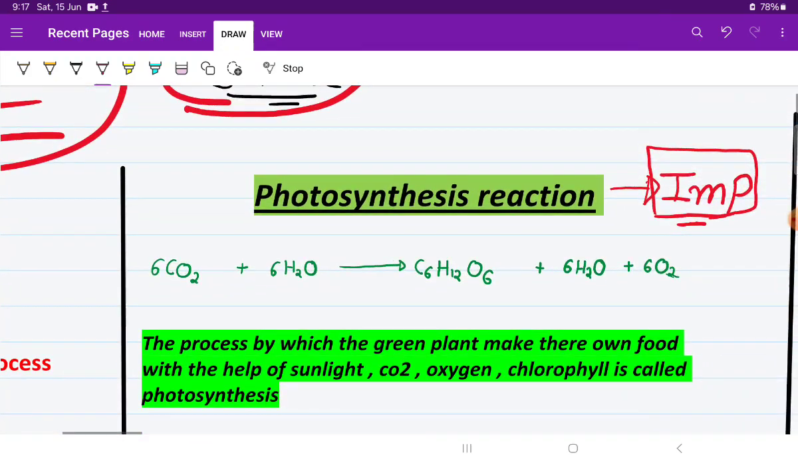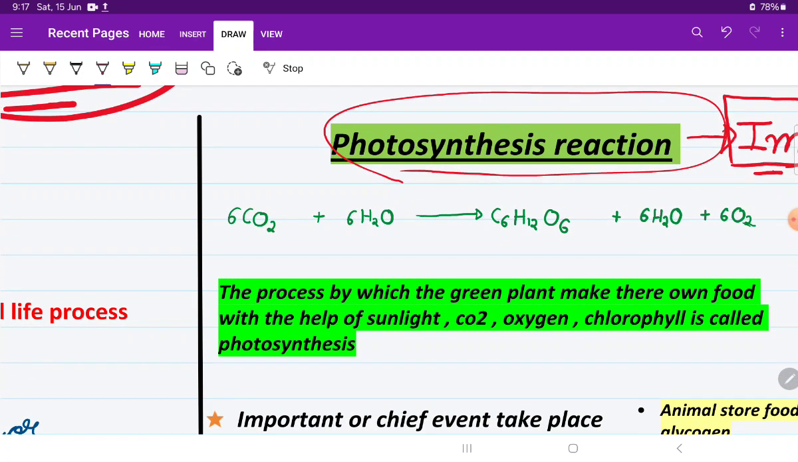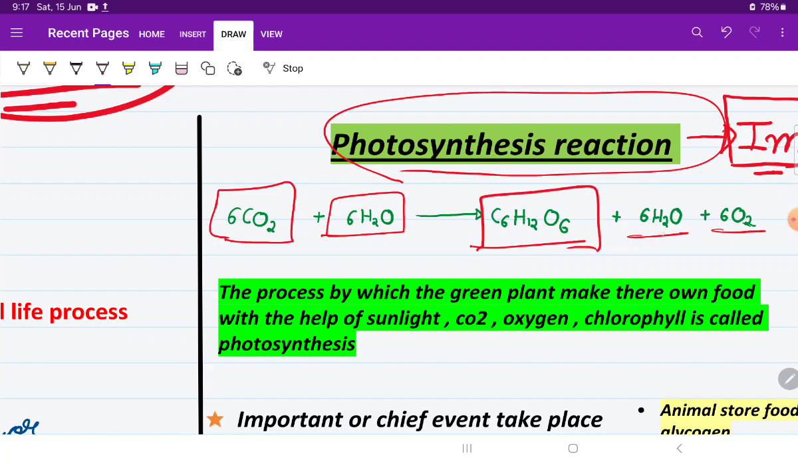Now let's start with the most important thing, photosynthesis. Students, I recommend you learn this formula. This is the formula of glucose.